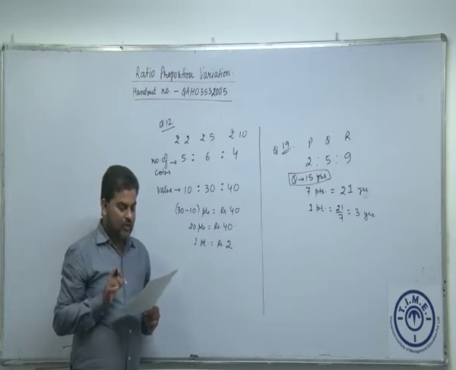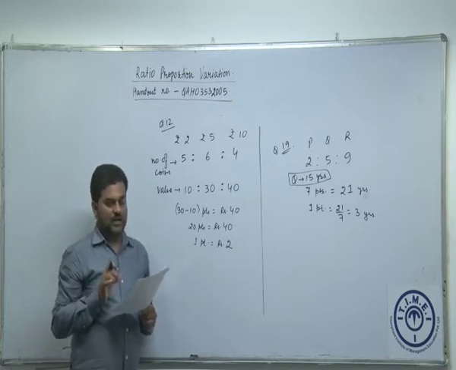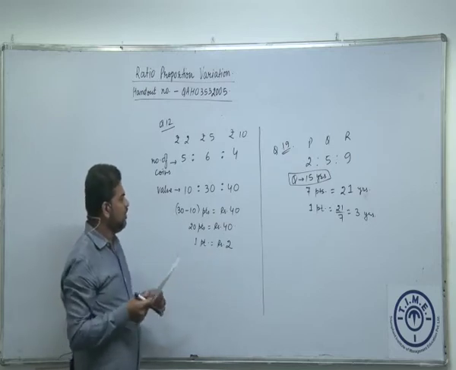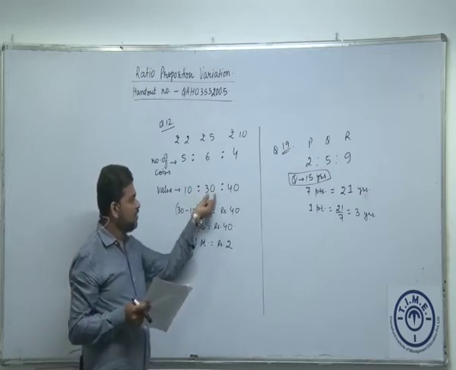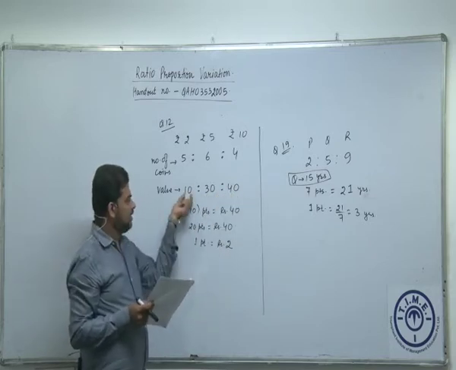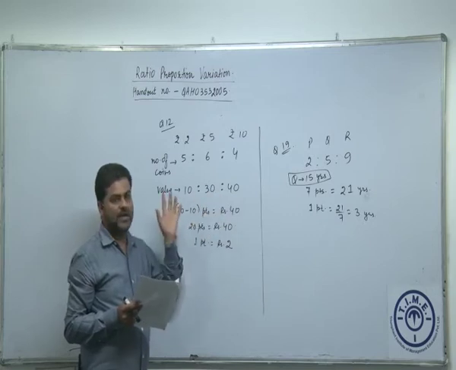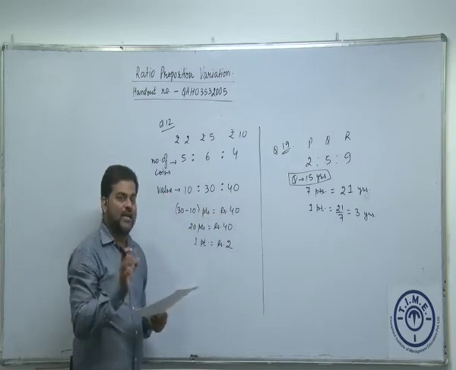They are asking you to find the total amount. What is the total amount in terms of ratio points? It is 10 plus 30 plus 40. Add them. How much do we get? 80. So we have to find the value of 80 ratio points.